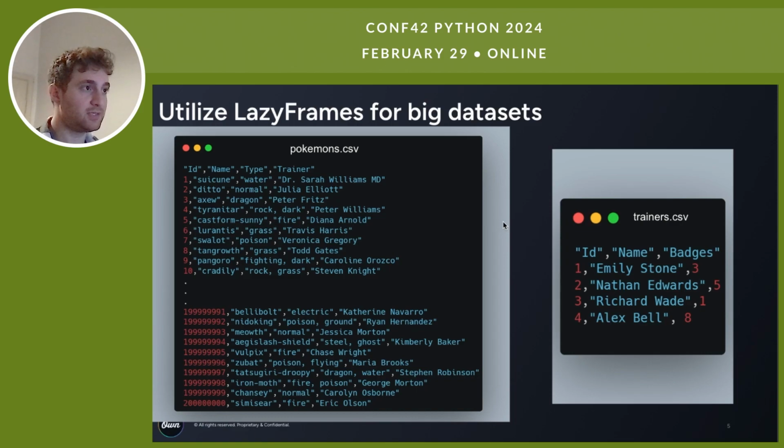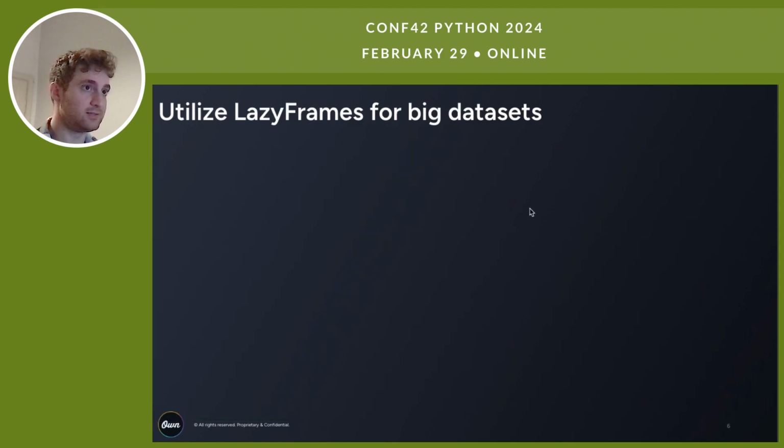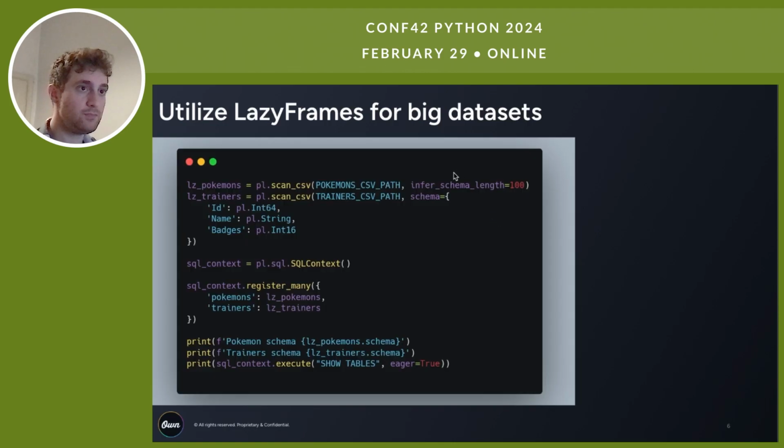So Pokemons cannot fit in memory on a lot of machines. So here we want to utilize lazyframes in order to query over this big dataset. So let's go a bit hands-on and see how we can do that with Polars. So first we have scan CSV. When you're using scan CSV, it scans a file, and rather than reading the entire CSV into memory, Polars creates a lazyframe with reference to the file data. So no processing of the data happens until you explicitly execute a query over it.